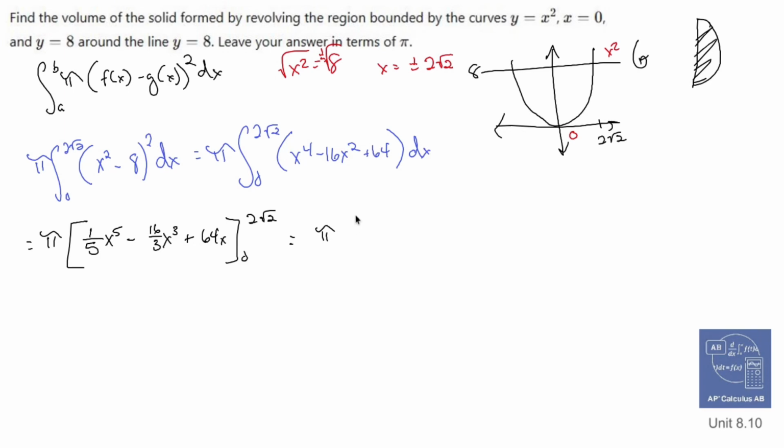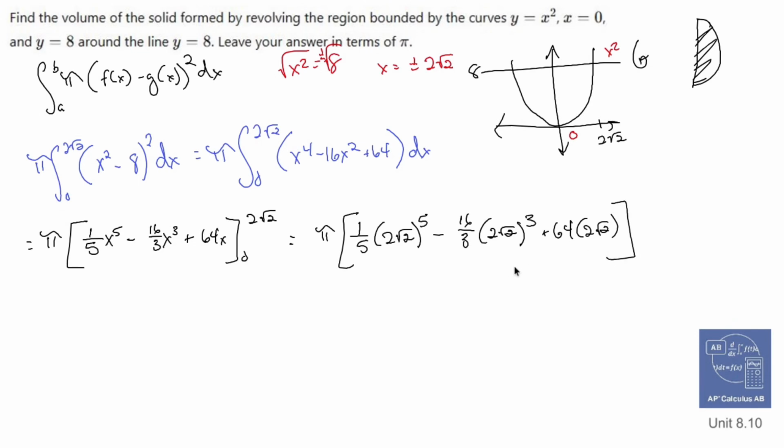Pi is still going to be out there. 1/5 of 2 root 2 to the 5th, minus 16/3 times 2 root 2 to the 3rd, plus 64 times 2 root 2. Close that off. Minus 0. Why? Well, you plug in 0, you get 0, minus 0, plus 0, and then multiply by pi, you get 0. All right. Here comes the fun part. You ready? Here comes the fun part.